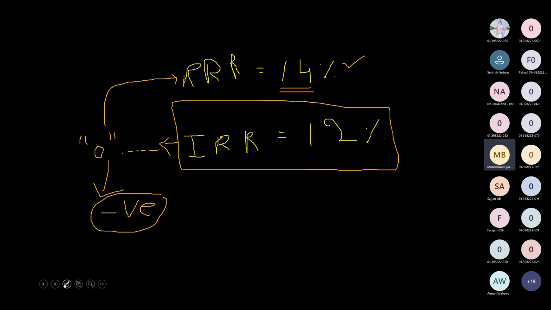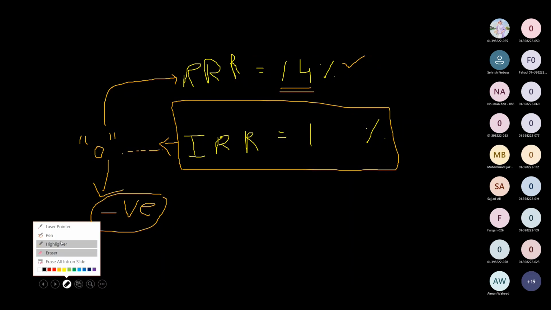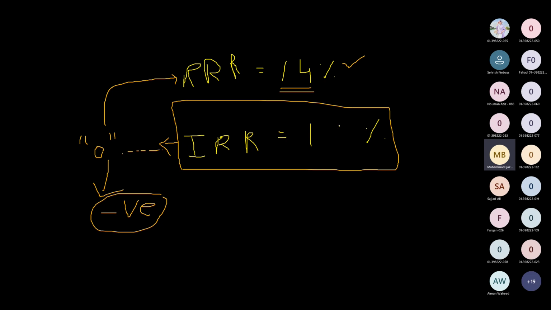Right. So now let's say instead of 12%, I calculated my IRR and it came to be 17%. Now what does it mean? At 17%, NPV is zero. So if I decrease the rate to my required rate of return, by decreasing the rate, what effect would NPV have? It would increase, and that means it would be a positive NPV, right?